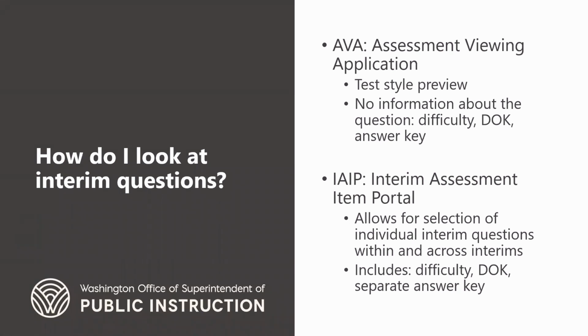So historically, in order to see interim questions, they had to be looked at through AVA, the assessment viewing application, and this showed questions similar to how students would see them on the test. It unfortunately did not provide any additional information about the item. So when you're looking at it, you couldn't see how difficult the item was, what depth of knowledge it attended to, or the answer key for that item.